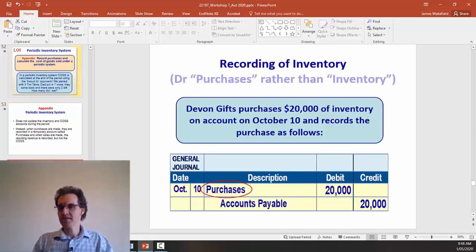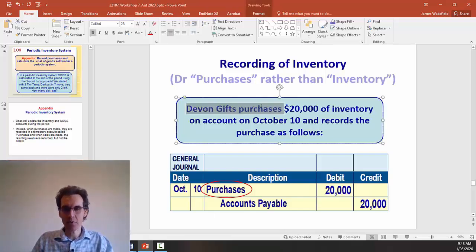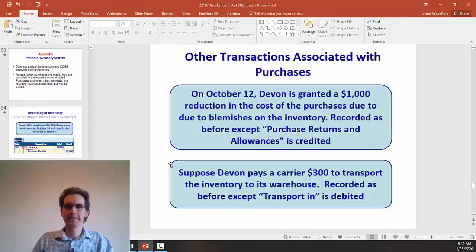So, how does a business using the periodic system record inventory purchases? Well, they record the inventory purchases and debit what's called a purchases account. So rather than debiting inventory, they debit purchases. In this case, same example we looked at earlier, it's just that this business is now using the periodic system. We debit purchases for $20,000 and we credit accounts payable, however they pay for it, whether it's with a liability or whether it's with cash.